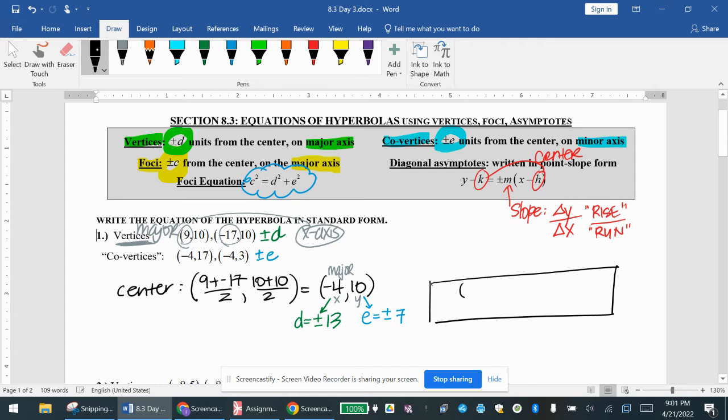As I start to set up my equation for the hyperbola, oops, this is force of habit. I already started writing the equation for an ellipse. Remember that hyperbolas have to have a subtraction in between. The 13 is for the major axis, so 13 squared is 169. We already said the x-axis is the major axis. And then 7 squared is 49. That's going to go under the y. The center was negative 4, 10, so I'm going to change the signs for the x and the y.